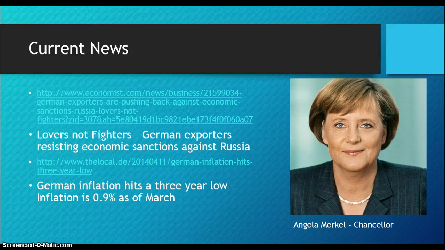However, the next article shows that despite the economic restrictions with Russia, the German economy is doing especially well recently as it hit a 3-year low inflation rate of 0.9% in March. This shows that the German economy is thriving despite the conflict and remains the largest economy in Europe.